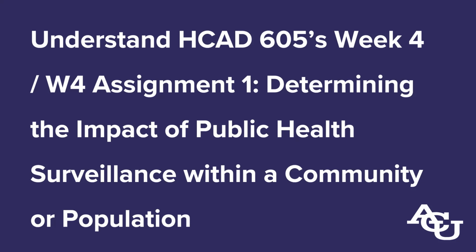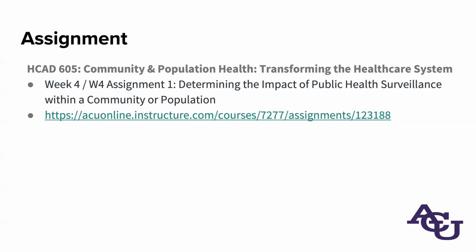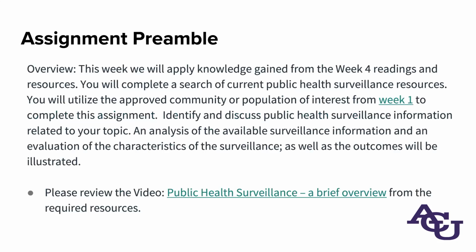So the assignment that we're using as a catalyst for discussion here is coming from the Community and Population Health course. And specifically, we're looking at the week 4 assignment about determining the impact of public health surveillance within a community or population. This assignment description begins with a preamble, which says, this week we are looking at how to use public health data.